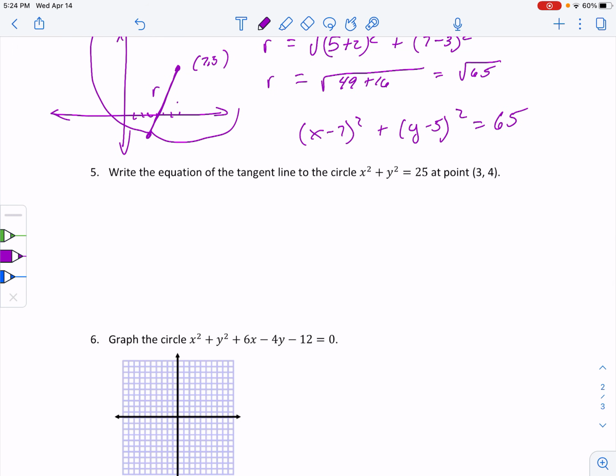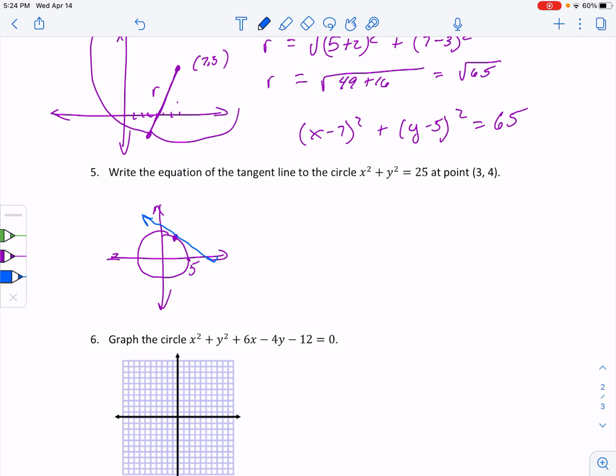All right. Write the equation of the tangent line to the curve x squared plus y squared equals 25 at the point (3, 4). All right, so here's my circle. That's a 5. (3, 4) is right here. The tangent line goes this way.